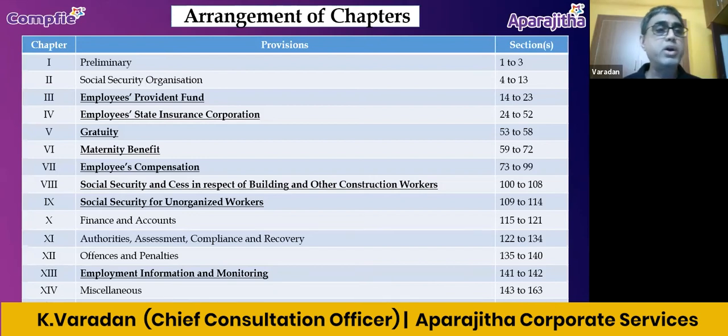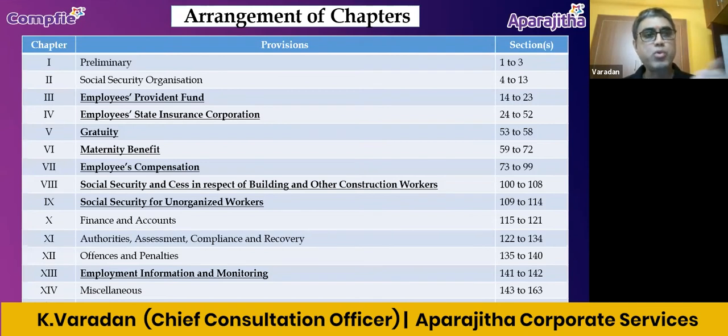If you look from chapter 3 to 9, it is PF, ESI, gratuity, maternity benefit, employees compensation, and building and other construction workers cess. Then social security for unorganized workers. And if you have a look at chapter 13, it talks about employment information monitoring, which is nothing but the Employment Exchanges Act currently. So 7 plus 1, 8 chapters cover the entire provisions of the existing 9 legislations.